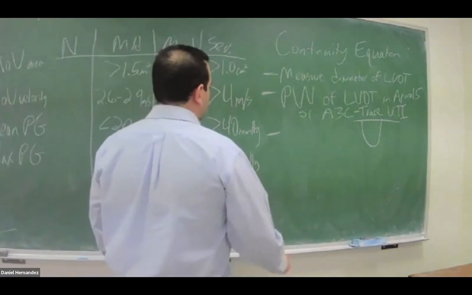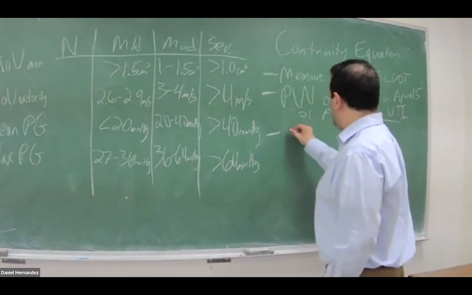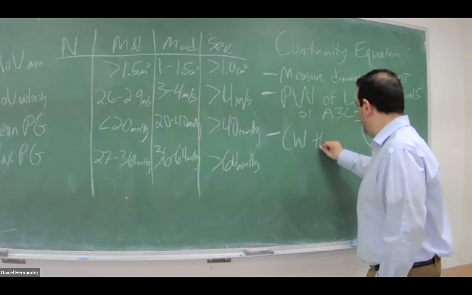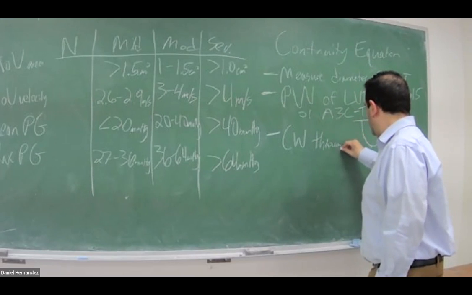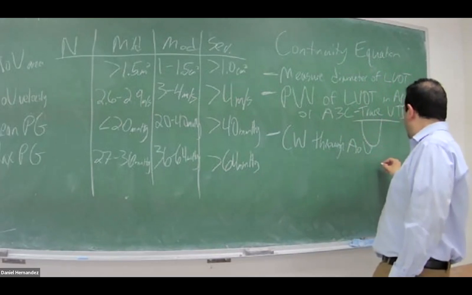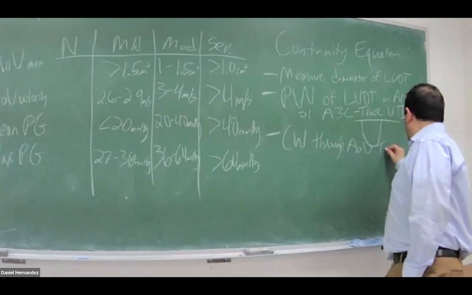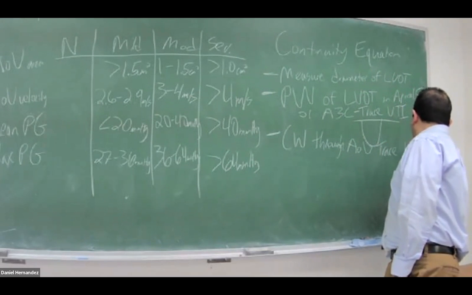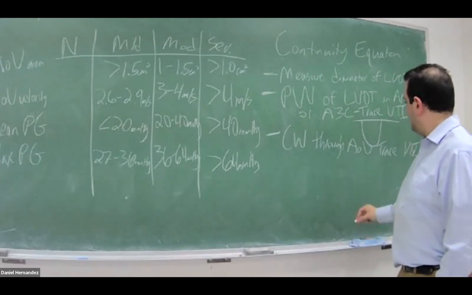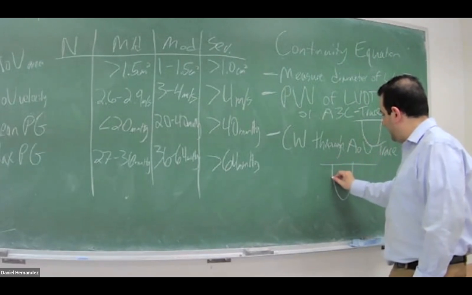And the last piece of information we need to calculate our aortic valve area is going to be CW, continuous wave, through the aortic valve, AOV. We do continuous wave through the AOV, and then we trace the VTI. It's going to be our tracing through the aortic valve, and we're going to trace along that curve.